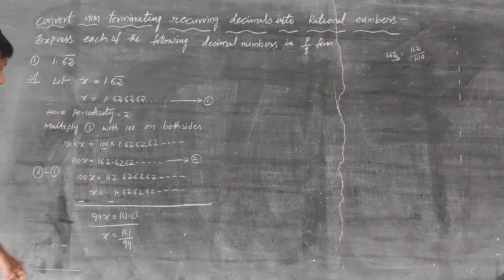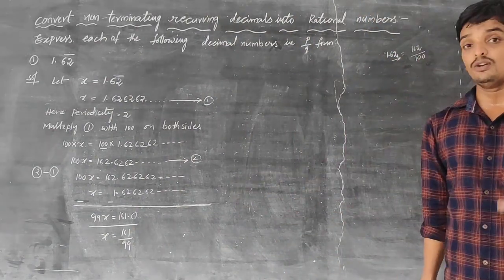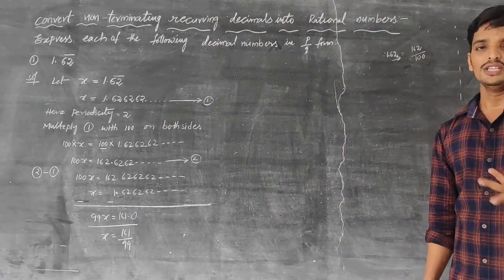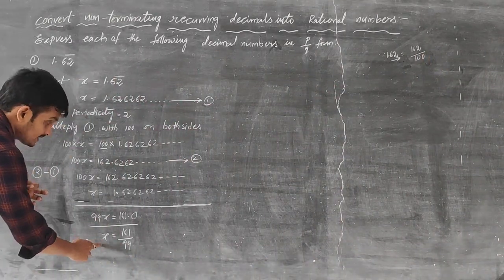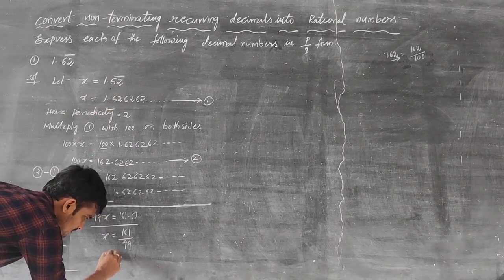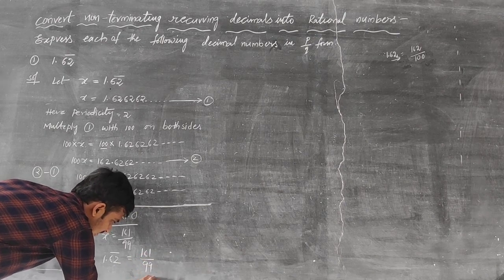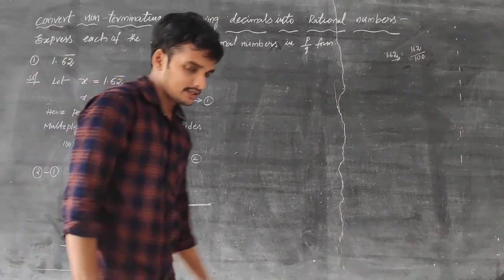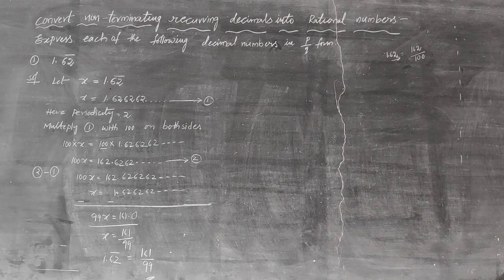So 161 by 99. If there are common factors of 161 and 99, we have to cancel them. There are no common factors, so leave that. So then we are ready. What is x? 1.62 bar. So now we write 1.62 bar is equal to 161 by 99. This is our answer and the way of solution, the conversion of non-terminating recurring decimals to rational form. Do you understand, my dear students? Very good.